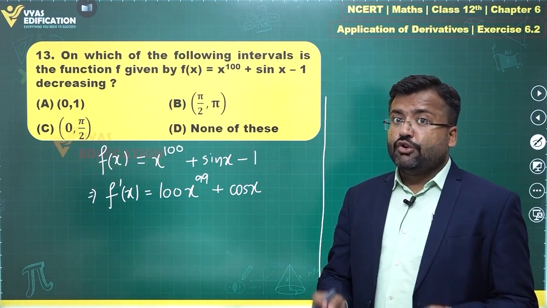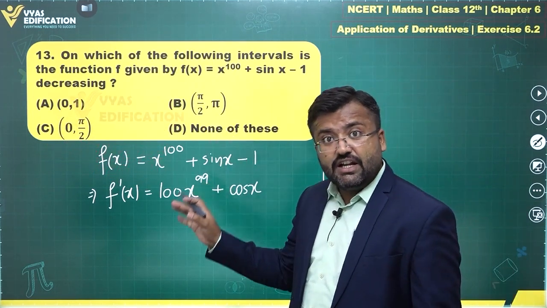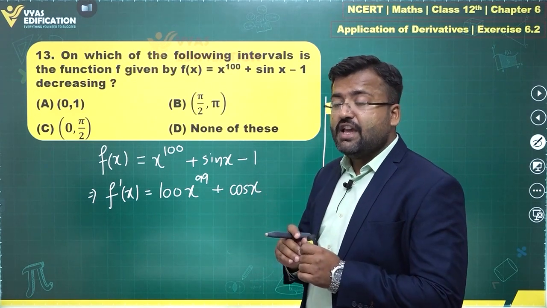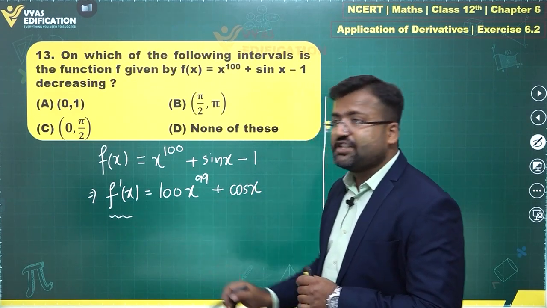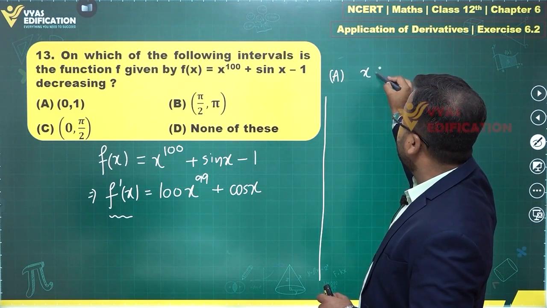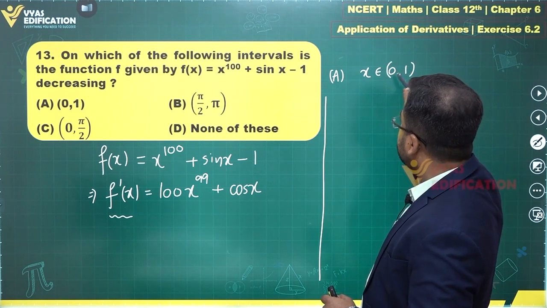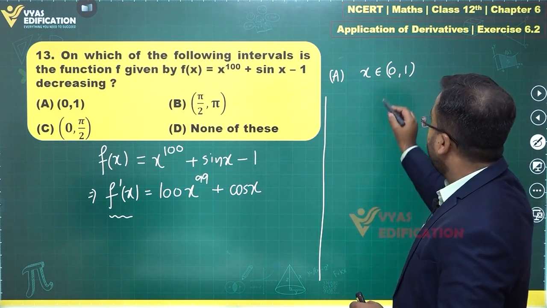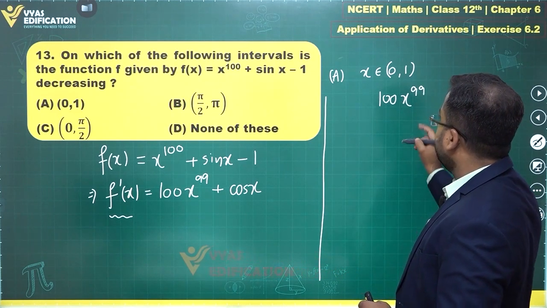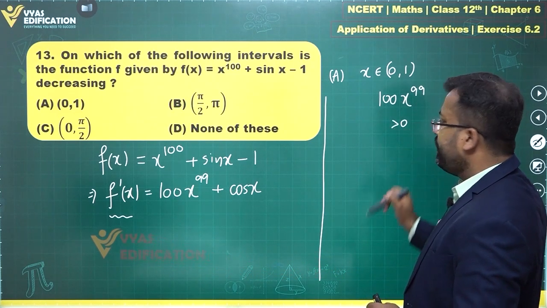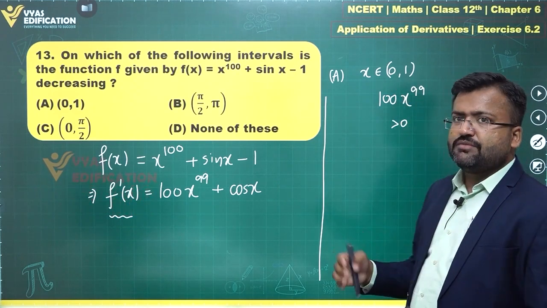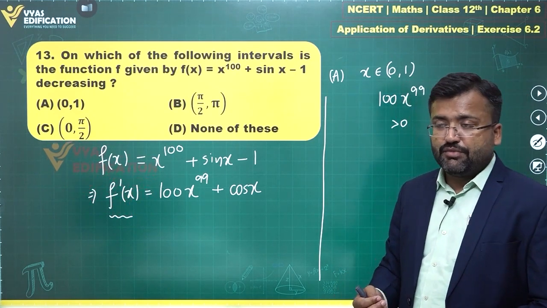We are not supposed to worry too much because we are given certain intervals, and we are supposed to check the values of f'(x) within those intervals. Yes, let's check for option A, x belongs to (0, 1). In this interval, do you observe that 100x^99 will be greater than 0? Yes, this is a positive quantity. This x is positive, therefore x^99 is positive. Multiplying by 100 will also give me something positive.